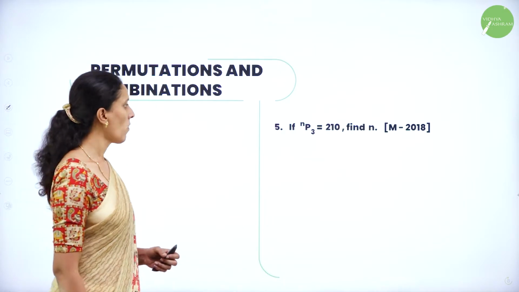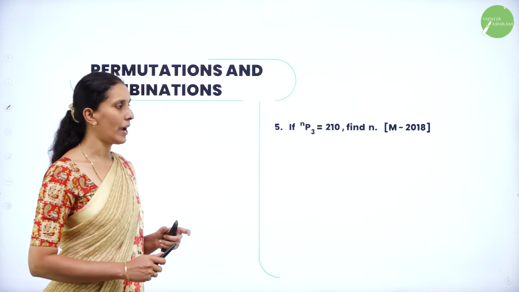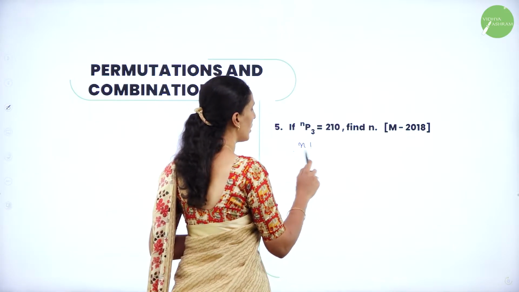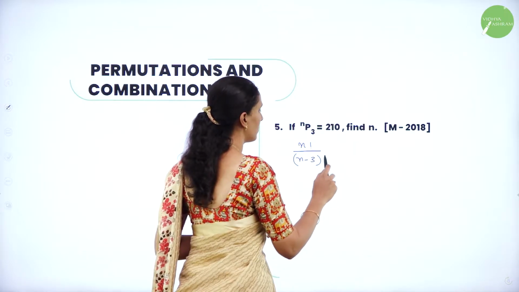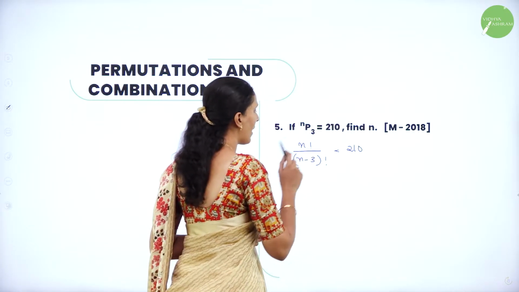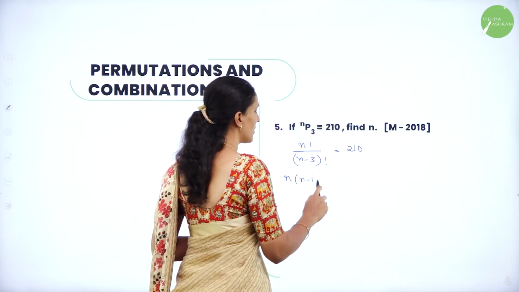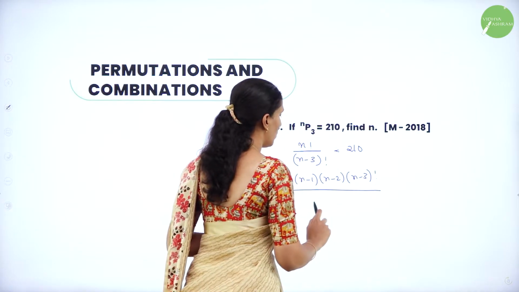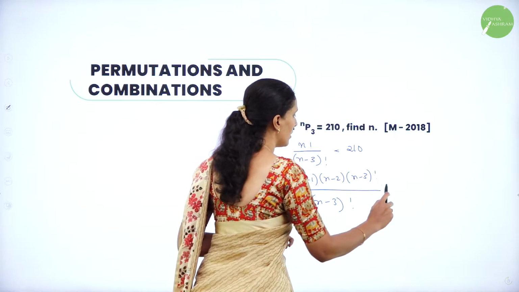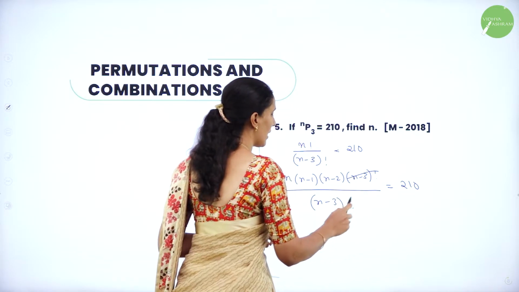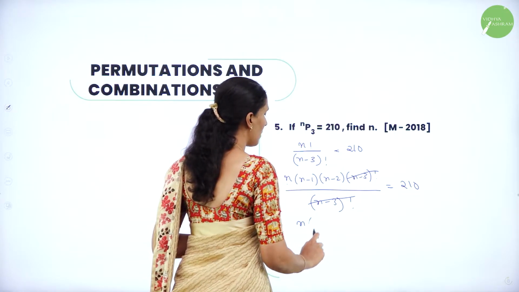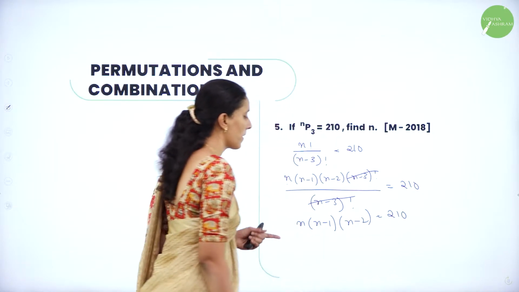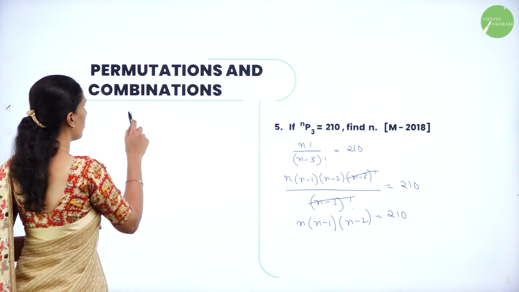So the next one, if nP3 is equal to 210, find n. So here nP3 can be written as n factorial by n minus 3 factorial. n factorial can be written as n into n minus 1, n minus 2, n minus 3 factorial. So n minus 3 factorial is equal to 210. We can cancel. So we get n into n minus 1 into n minus 2 is equal to 210. So you can verify this by the method of inspection.